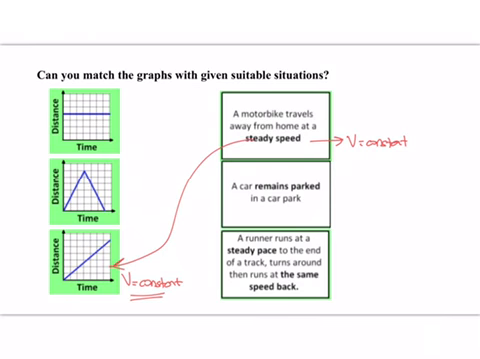The second one: a car remains parked in the car park. So you see that there is no displacement. The car is parked, so velocity is 0. So it belongs to the first graph. The third: a runner runs at a steady pace to the end of a track, turns around and runs at the same speed back. It goes in one direction and then returns. So you see that it goes in a positive direction and then turns back to the starting point.